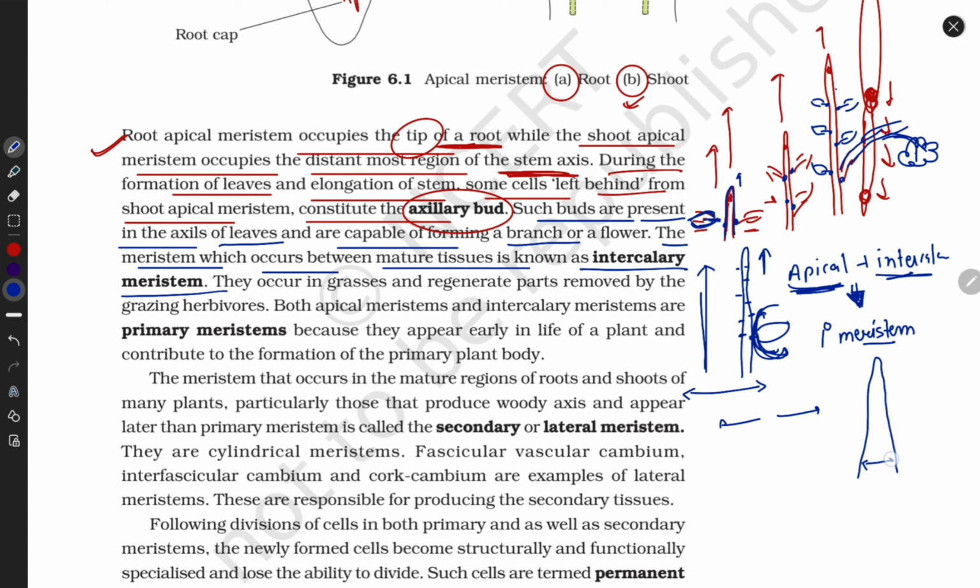Who promotes this growth? Because they have what? They have lateral meristem. Now, what do they promote? They promote secondary meristem.